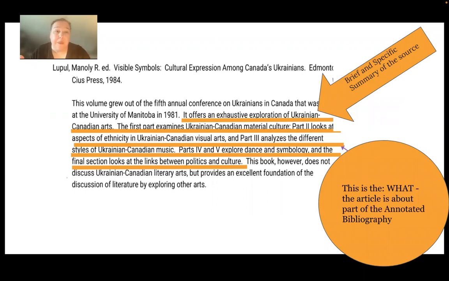An annotated bibliography has to have lots of information included in a way that allows the reader to know the relevance or significance or importance of the text that you've read and what it's about. One thing that's really important is it's going to include a brief summary. So take a moment to look at the underlined part in orange and read the brief summary. This is what the article is about.